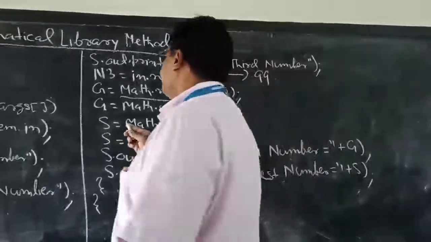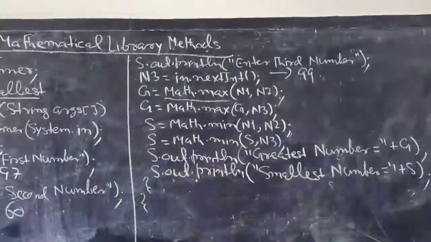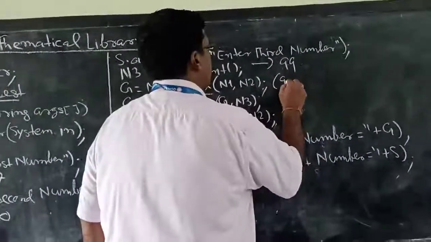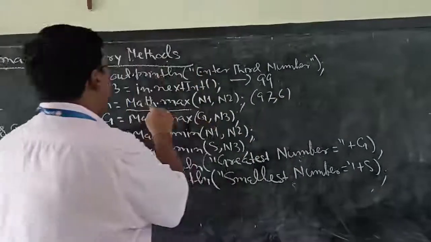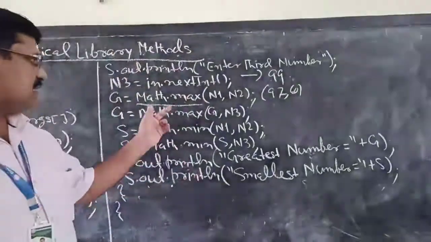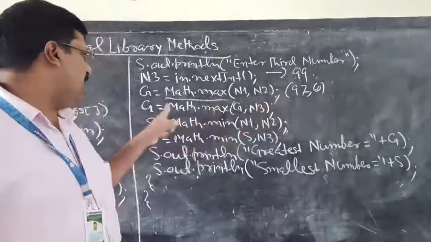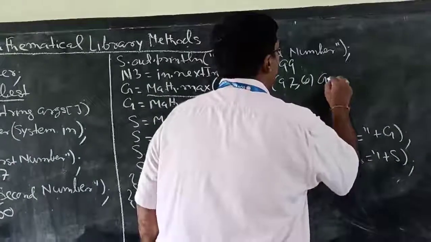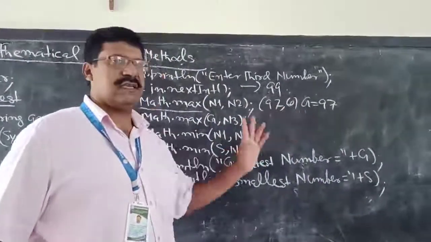See this line: G = Math.max(n1, n2). n1 is 97, n2 is 60. So what will happen here? Math.max(97, 60). When this line executes, the biggest number is 97, so 97 will be stored in G. The value of G will be 97, which is the greatest number from 97 and 60.